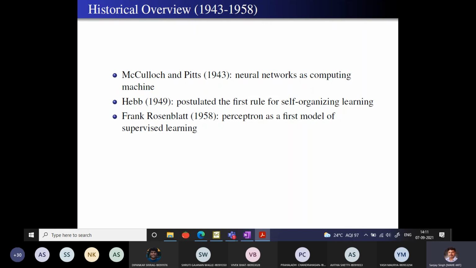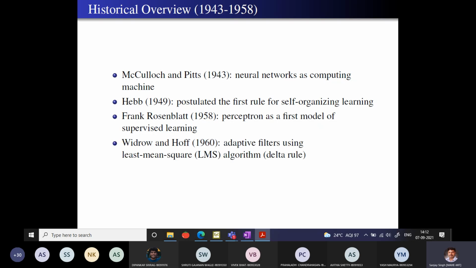Even though McCulloch and Pitts in '43 talked about a neuron as a computing unit, finally Rosenblatt gave it a formal shape. Basically, he was a psychologist and mathematician as well, and he came out with this. So he gave this idea way back. These are basically the formative years of the neural network.